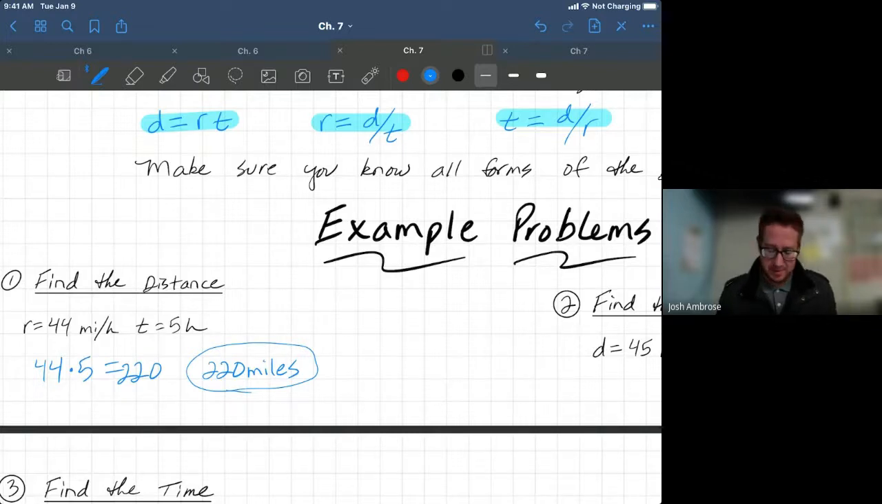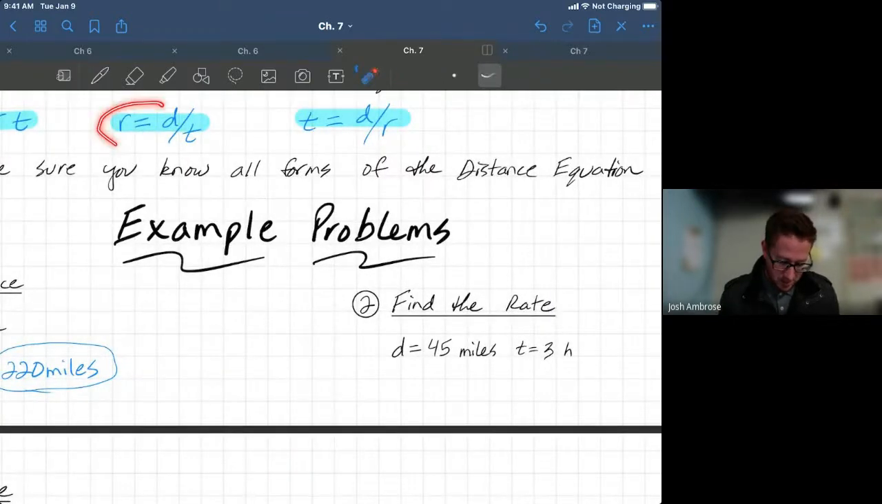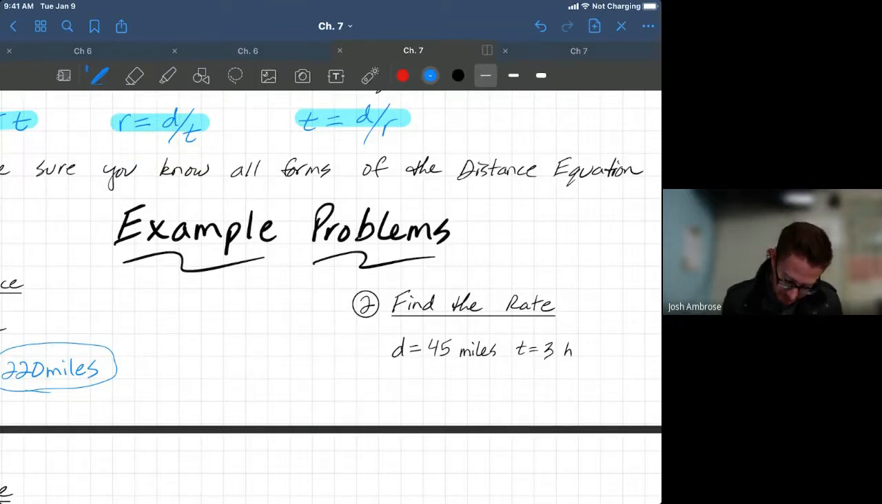All right. Now, next one. Find the rate. Okay. This equation right here. Find the rate. You're going to take the distance and divide it by the time. All right. So, distance in this problem is 45. You are dividing 45 by 3. This works out perfectly. 45 divided by 3 will equal 15. Simply 15, but now don't forget the units.